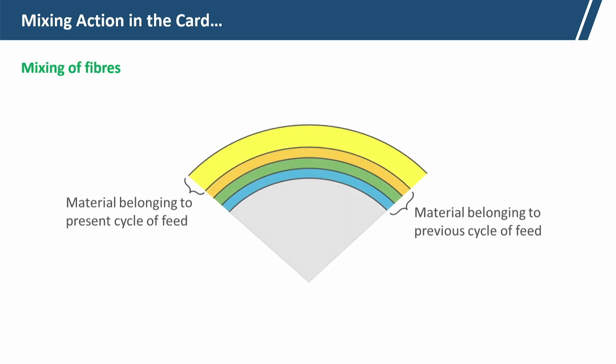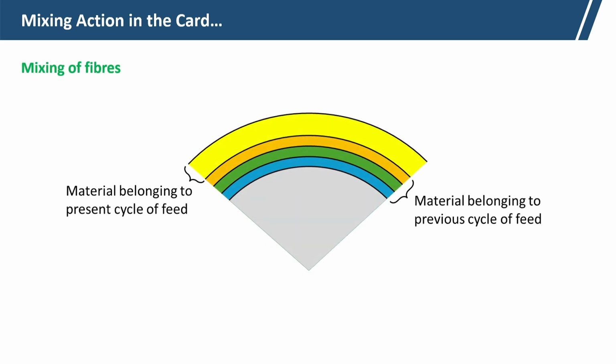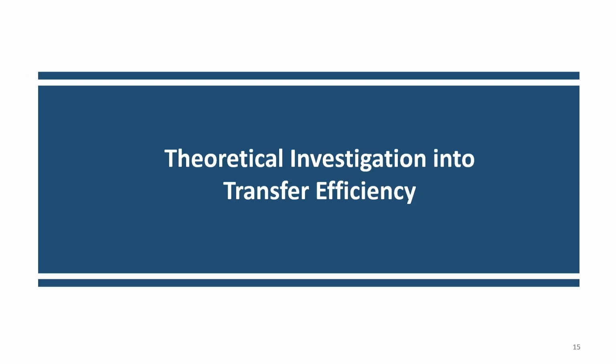So, regarding mixing of fibers, now we can see here different layers are there. Suppose different fiber layers are there. These are previous layers, and this is material belonging to the present cycle, the last cycle loading. These total layers are actually transferred to the doffer, so they get mixed and are transferred to the doffer.